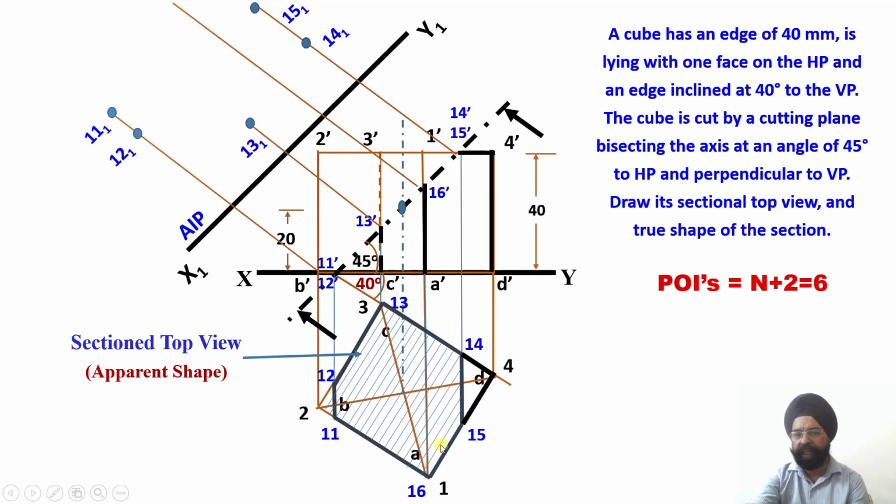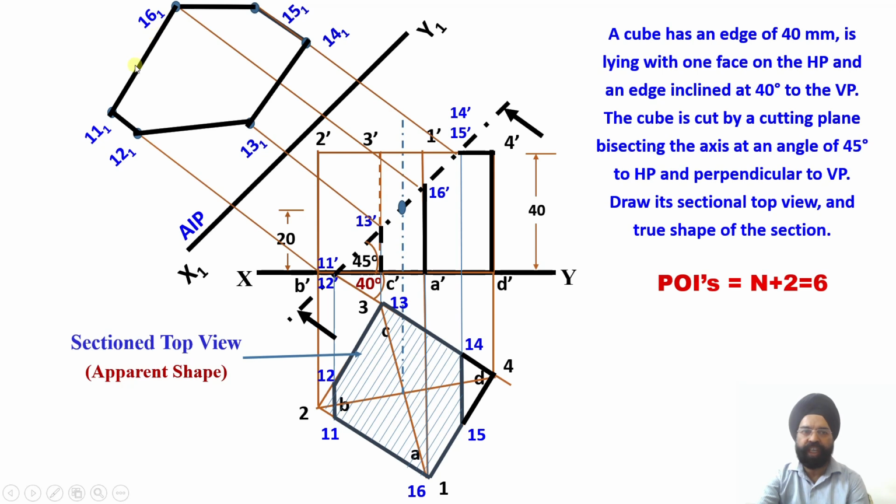So I am going to plot this point over here, 15,1. Last point 16. So I am going to measure the distance of this point 16 in the plan view from the XY reference line. So this is my POI 16. So corresponding to the locus line or the projector through 16 dash, now the same distance will be marked over here. So this is the distance of point 16 which has been marked. So point 16,1 has been obtained. So just see, all the 6 POIs have been located appropriately in the auxiliary plan, which is drawn on the AIP, which happens to be parallel to this cutting plane.